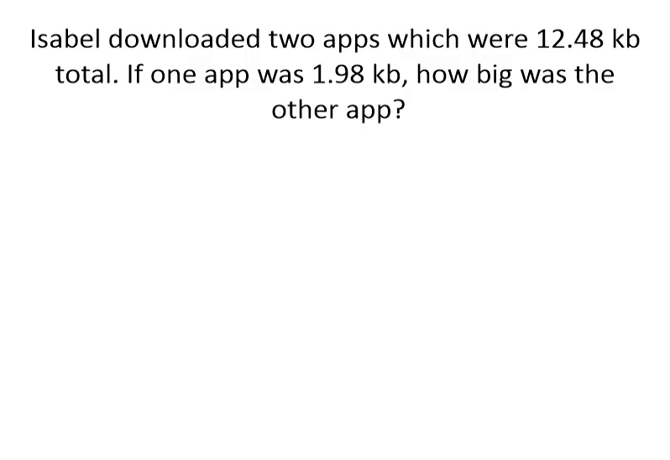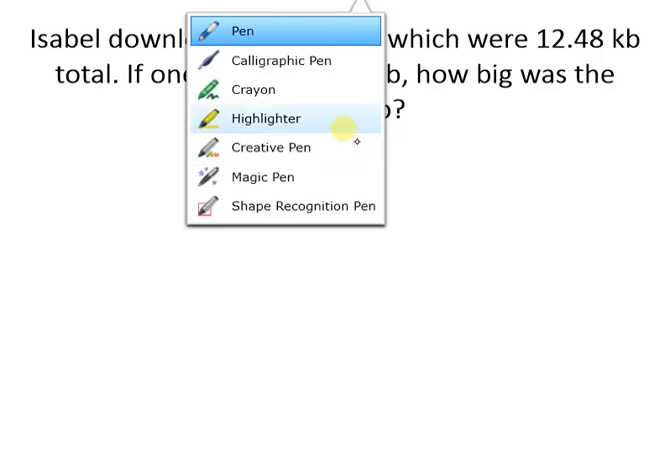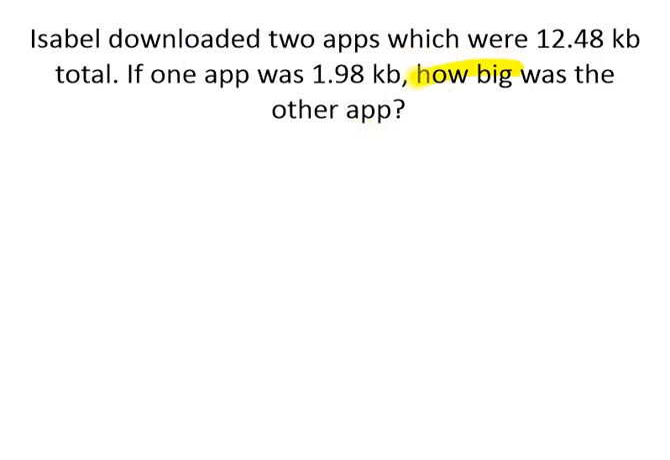Isabel downloaded 2 apps, which were 12.48 kilobytes total. If one app was 1.98 kilobytes, how big was the other app? So we are going to highlight our question. How big was the other app? And we're going to look for our key word. So reread it one more time. Isabel downloaded 2 apps, which were 12.48 KB total. If one app was 1.98 KB, how big was the other app?